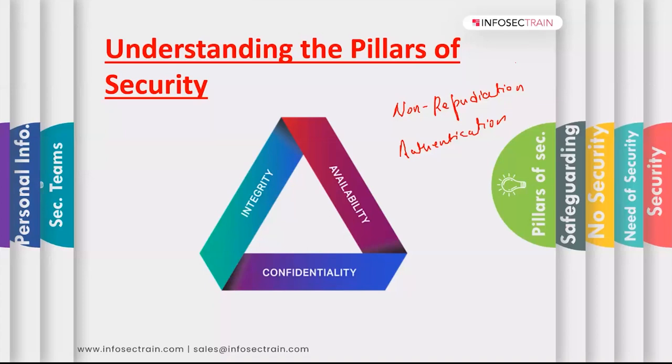But these three things were not enough. Whenever I'm sending any email to you, my email server is available so I can send email. My data is confidential, right? So only the person whom I'm sending the data to will be able to read that data, and no one in between can change or modify that data. But what if I'm sending the mail and I say that I have not sent this mail? That is also one of the problems that we have to face. So for maintaining that, we have non-repudiation.